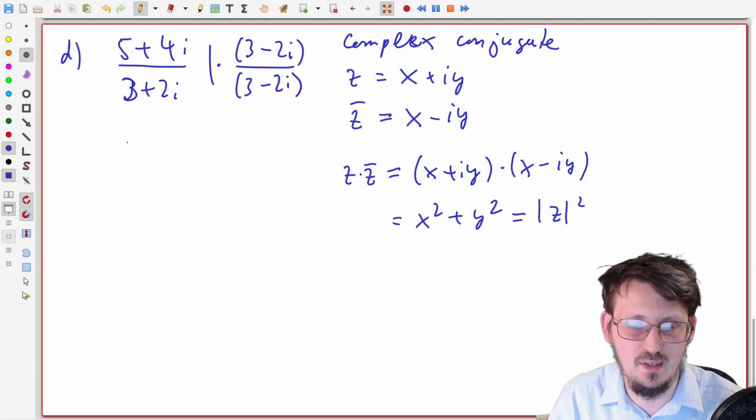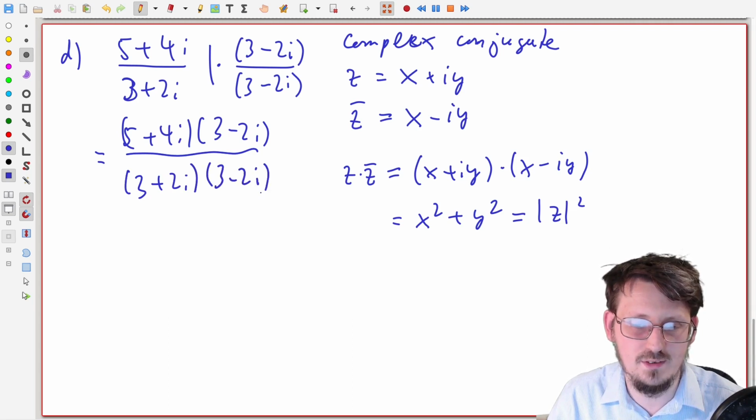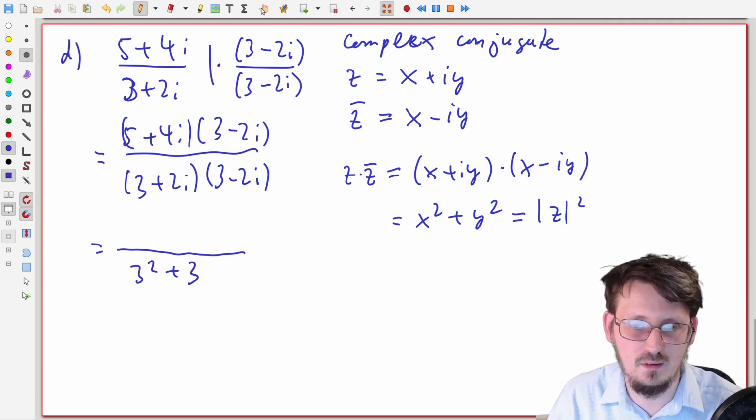So we do not change the value of this fraction by multiplying the numerator and the denominator both with the same value. And then we can write it down in the following: 5 plus 4i times 3 minus 2i divided by 3 plus 2i times 3 minus 2i. Yeah, and then, as I said, the i in the denominator vanishes, because here we get a 3 square plus 2 square.